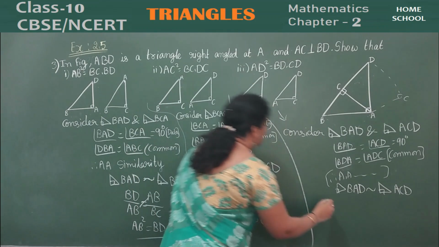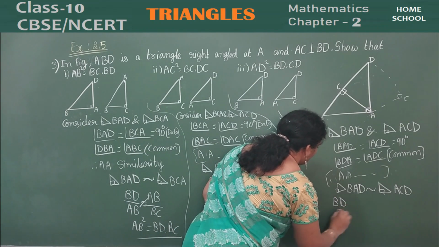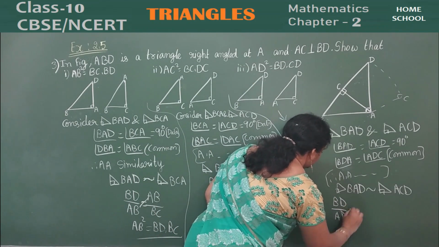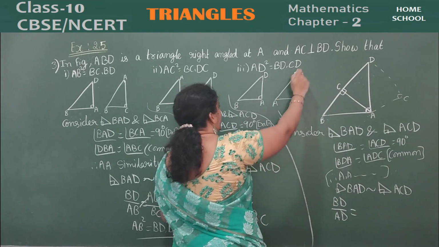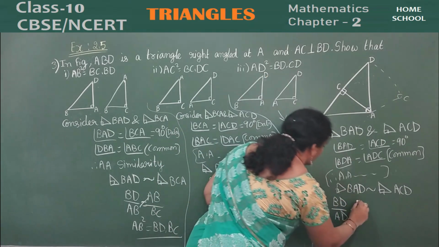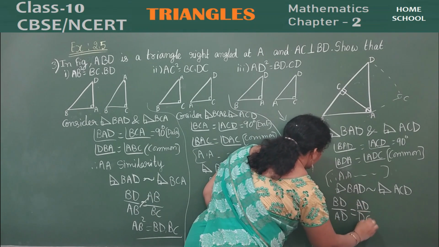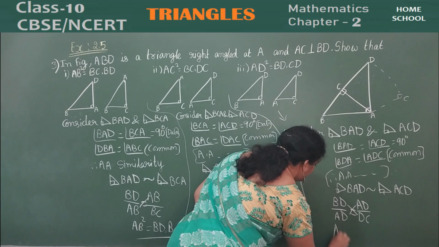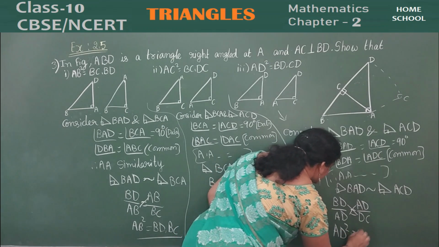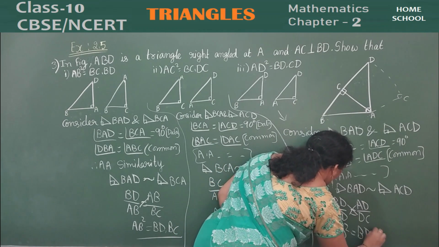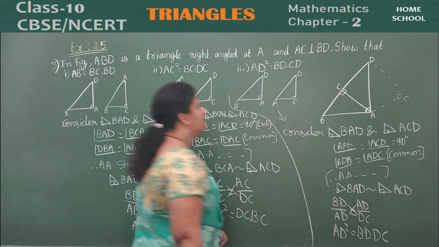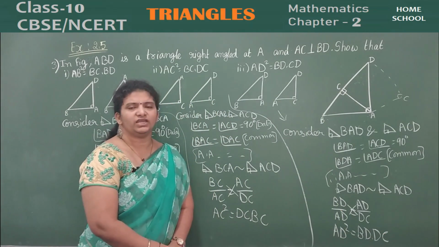That is BD by AD is equal to AD by DC. Cross multiply, children. AD into AD, AD square is equal to BD into DC. So that is the thing we need to prove.